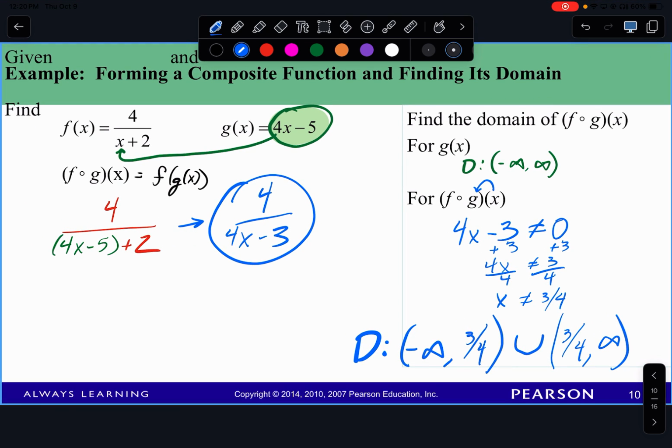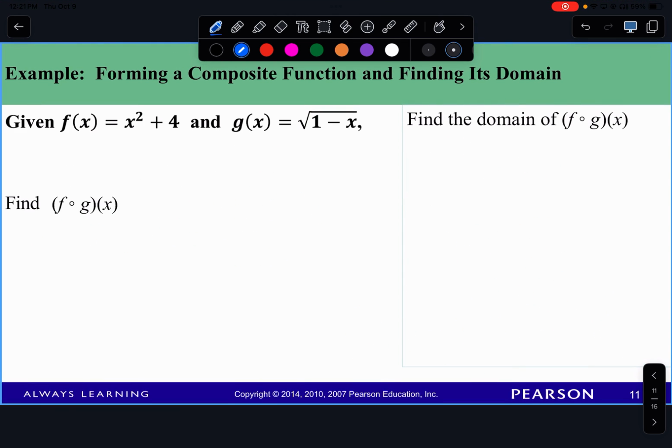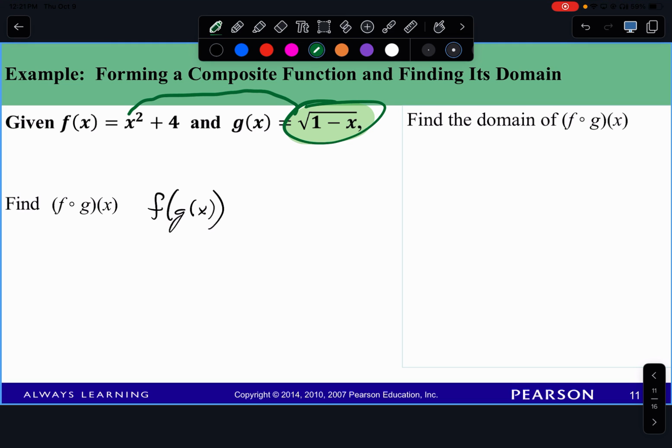What do we have in this next one? Yeah, we have a radical, right? So that should raise a red flag. Oh, we're probably going to have an excluded value here. So this is f of g of x. I'm going to take my radical 1 minus x, and we are going to put that in here.